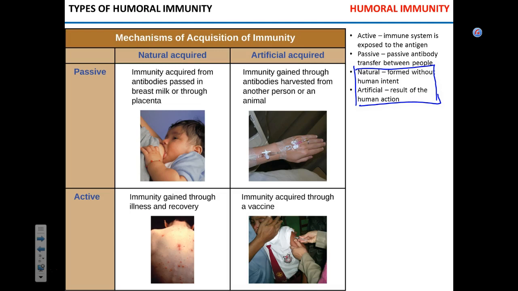Now, active versus passive. Now, that can be a little bit more tricky. In active, your immune system is actually exposed to antigen. So what are the examples? Like, you actually encounter an antigen. What are the examples of active immunity? Well, any infection, really any infection, or any vaccine. Now, passive immunity is when antibodies are passively transferred to a patient.